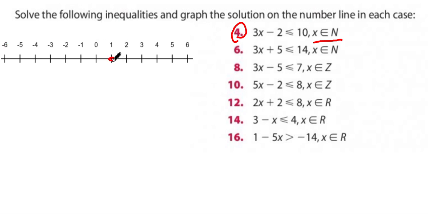I also know the answer will be dots. How do I know the answer will be dots? Whole numbers, okay? So just by that little piece of information, I've extrapolated what part of the graph I'm expecting. I'm also expecting dots.